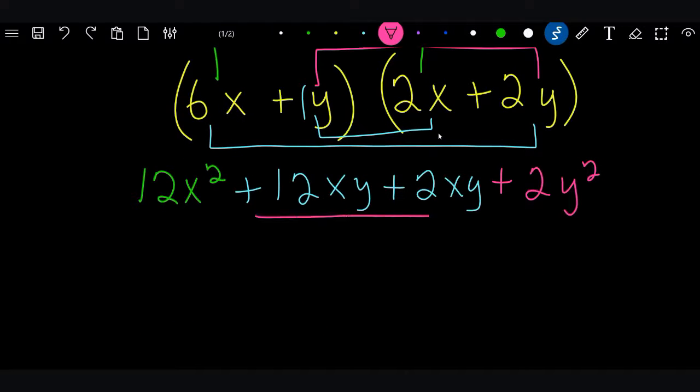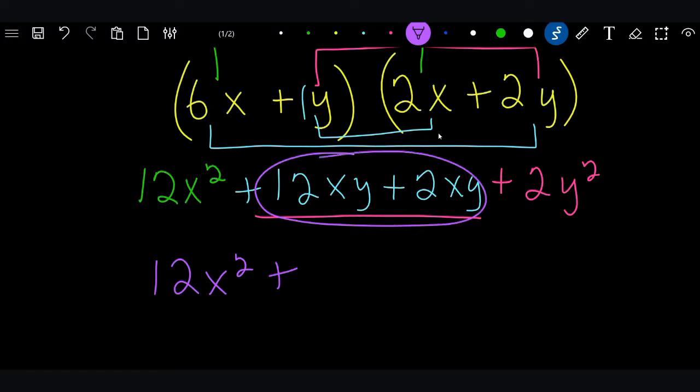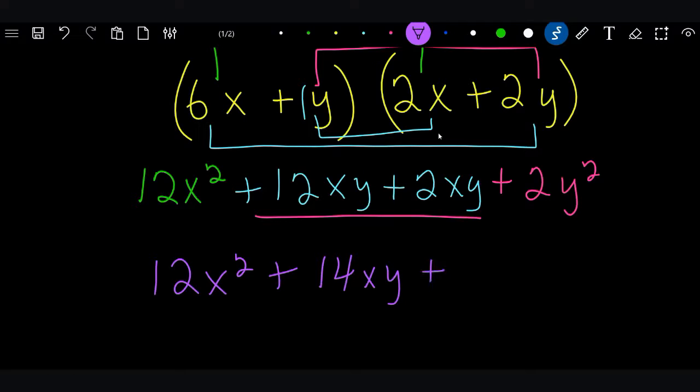Well, look at what we have right here in blue. We have 12xy and we have 2xy. Well, in algebra, we should always do what we can do. You're always solving what you can solve. Well, I can solve this because those are like terms. I can combine those like terms. So here's the answer. This, I can't combine with anything. See, this is different than this, so those don't combine. So I'm going to have 12x squared plus, and then I'm going to combine these. 12 plus 2 is 14xy plus 2y squared.